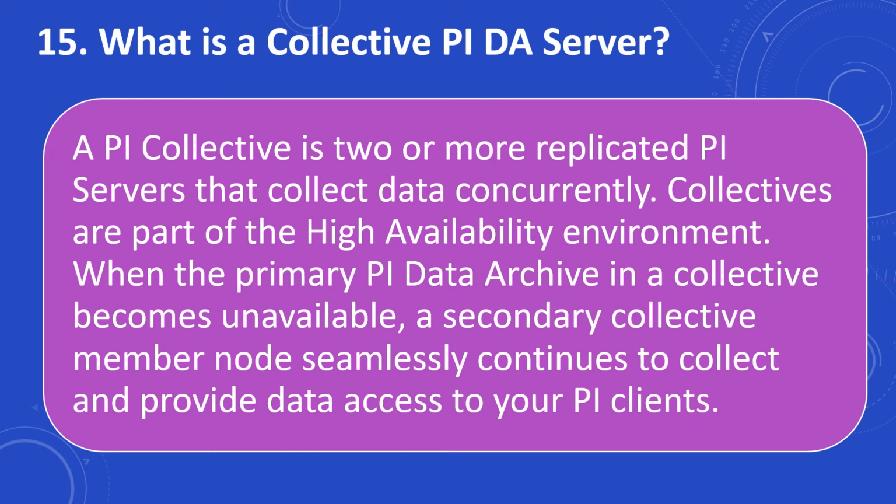What is a collective in a PI data archive server? A PI collective is two or more replicated PI servers that collect data concurrently. Collectives are part of the high availability environment. When the primary PI data archive in a collective becomes unavailable, a secondary collective member node seamlessly connects to collect and provide data access to your PI clients.